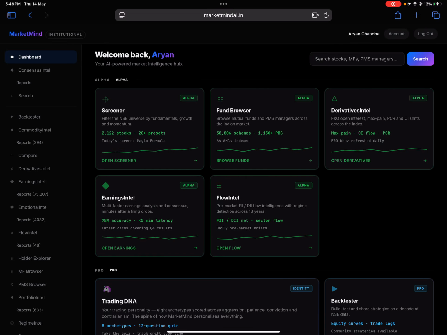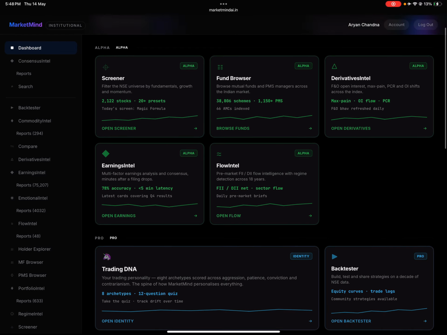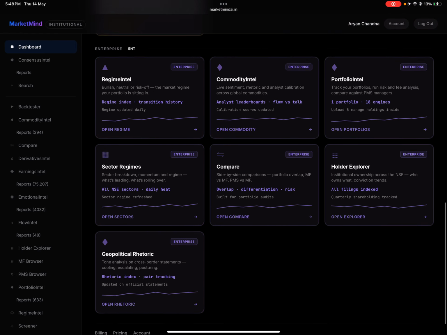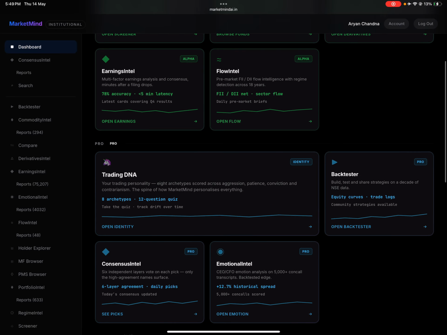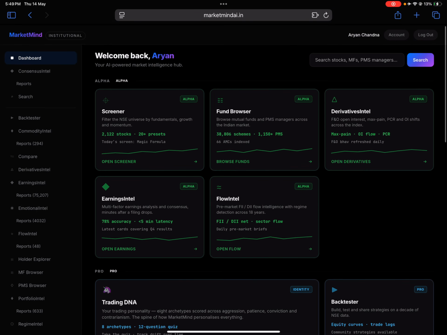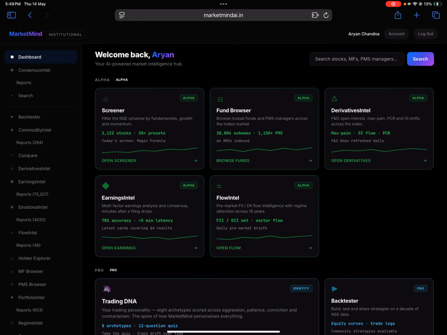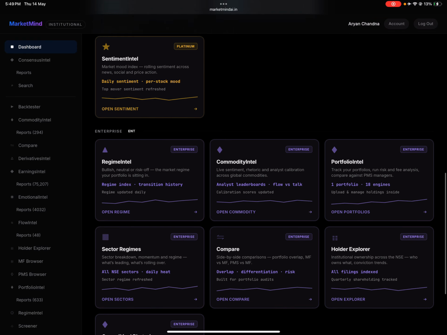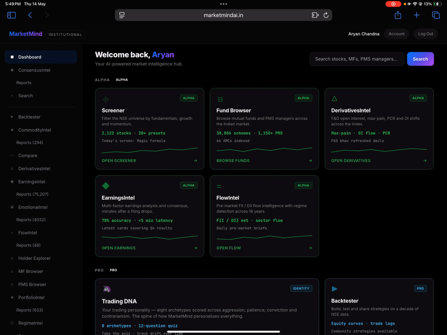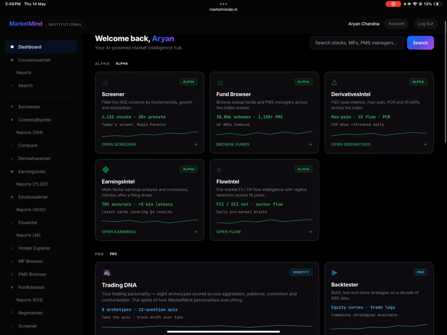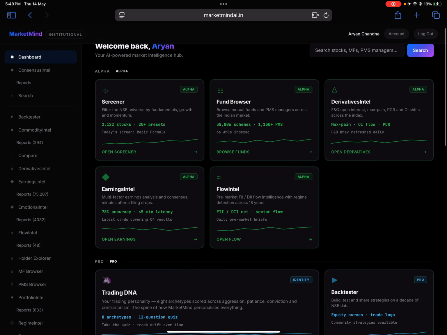Starting with, this is the landing page, the dashboard from where you can access all of the different specific intels, and of course they're divided by the different tier levels of subscriptions: alpha, pro, platinum, and enterprise. Let's start off with a general breakdown of each of them.